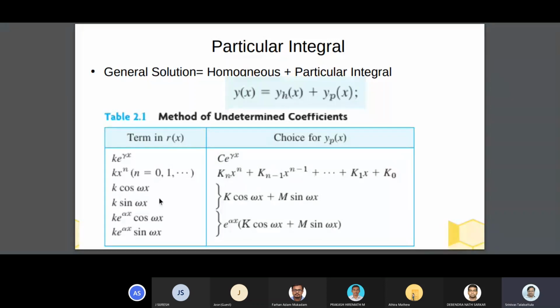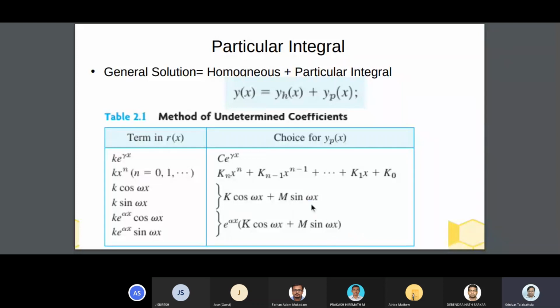You try a linear combination of cos and sine, whether it is cos or sine, both. Sometimes if there is cos, the solution can become sine also, depending on the nature of the derivatives, etc. So if there is a cos or sine, you try k cos omega x plus m sine omega x. Then if there is a combination of exponential and cos, you try a combination of exponential and cos. So this is how you can find out particular integrals.